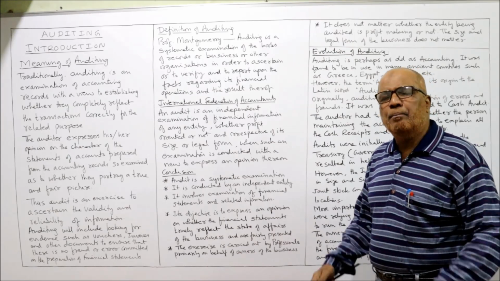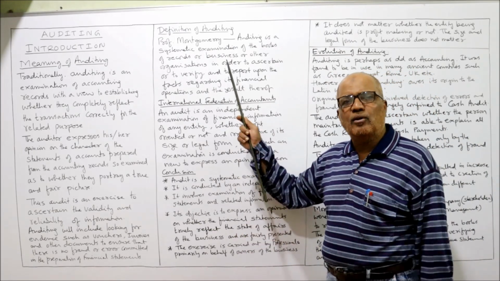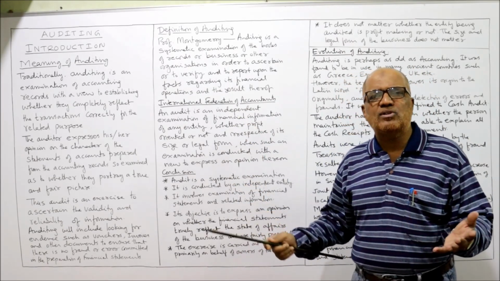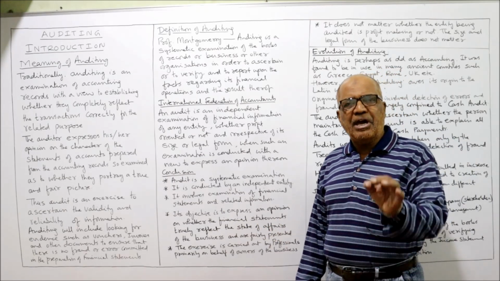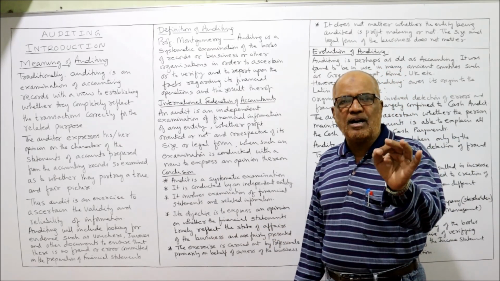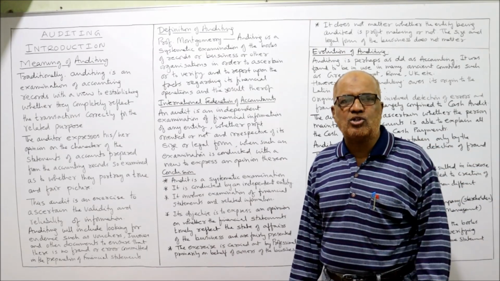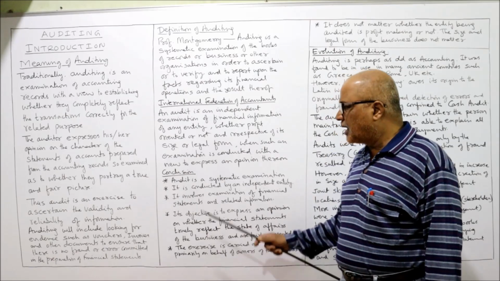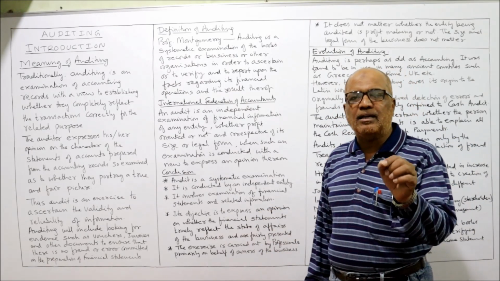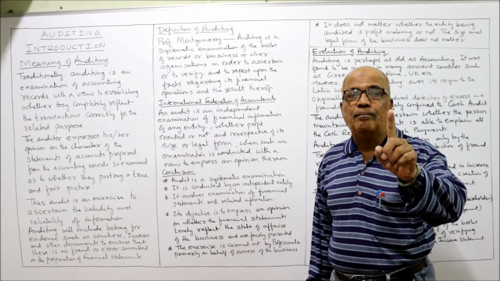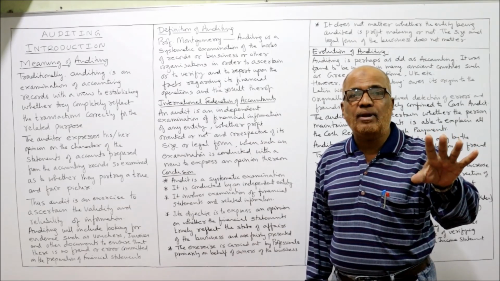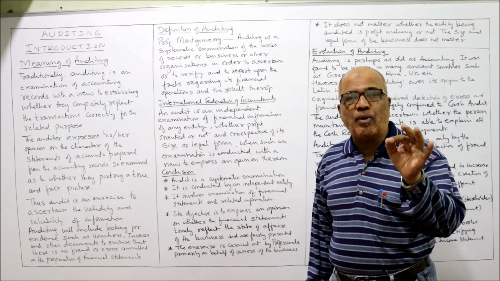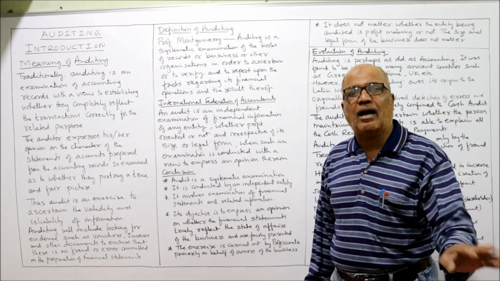Now the conclusion. Many definitions are given. I have explained only two definitions, but all the definitions are common. Every definition says it's a systematic examination of the financial records. So from these definitions we can make some conclusions. The conclusions are: audit is a systematic examination. It's not random, it's not a casual examination, but auditing is a professionally systematic examination.